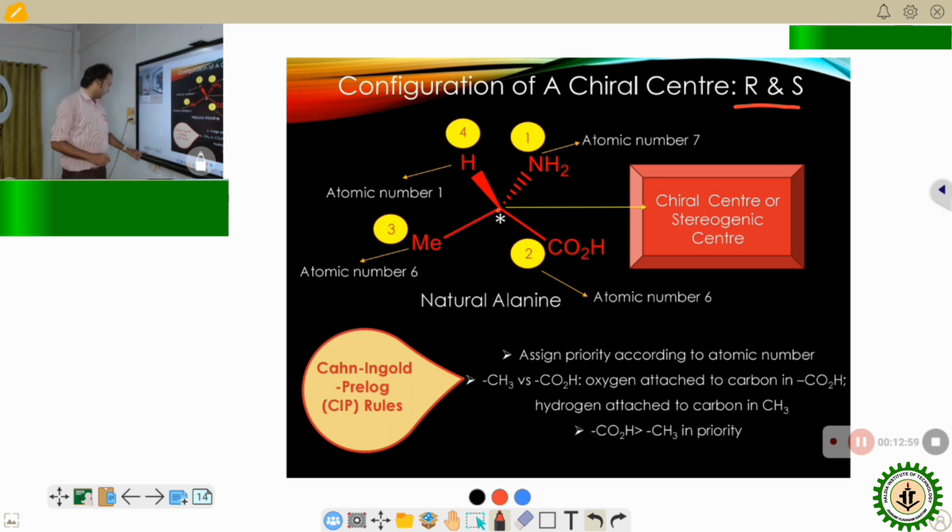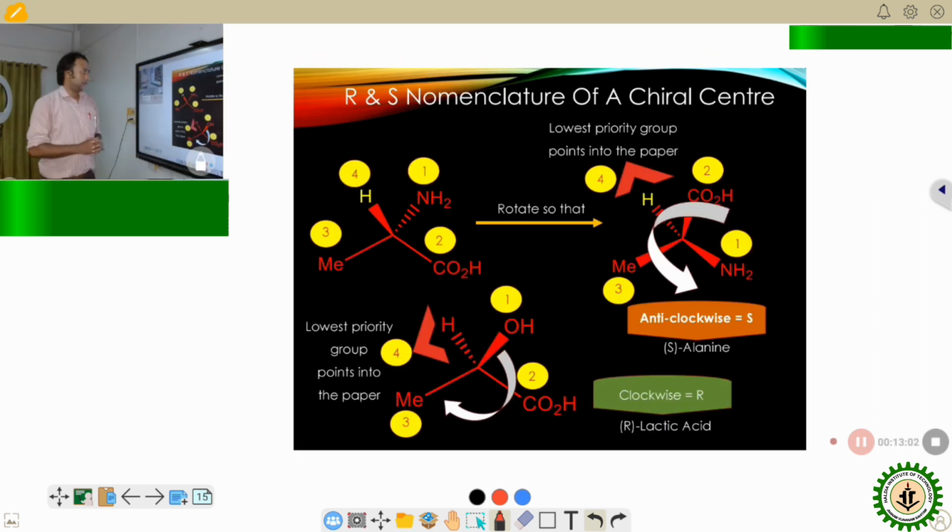Now we see how we are going to give R or S. So this one we have this structure, you see. So hydrogen is pointing up the plane of paper, the amino group is pointing downwards and behind the plane of the paper, and methyl and CO2H are on the plane of the paper. So the same rule applies here, atomic number. So we assign NH2, since its atomic number is 7, it is as 1. Then we assign CO2H as 2, and then CH3 as 3, and hydrogen as 4. The same I told you in the other slide.